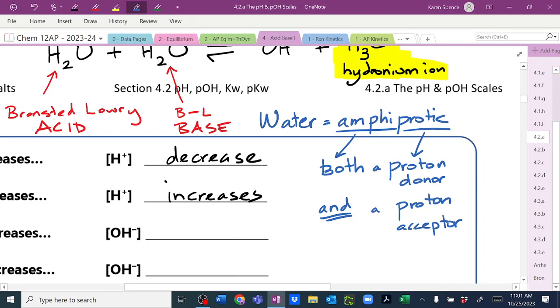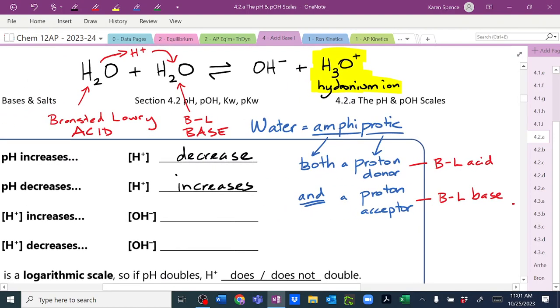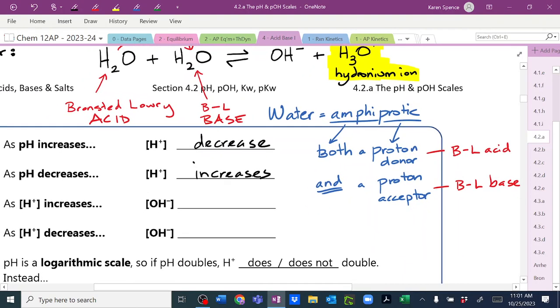So in other words, it is both a Bronsted-Lowry what? Acid, and a Bronsted-Lowry base. Look at us reviewing terms left, right, and center. Isn't that awesome? Okay.